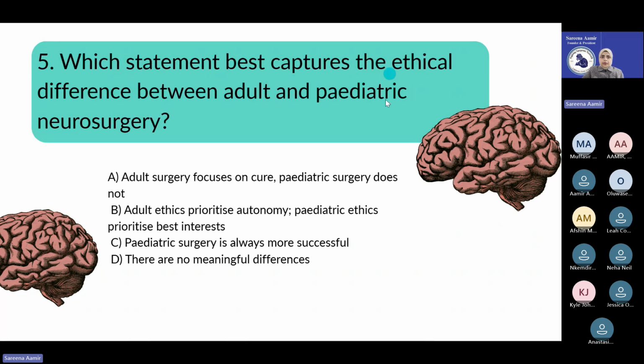All right, question 5. Which statement best captures the ethical difference between adult and pediatric neurosurgery? A, adult surgery focuses on cure, pediatric surgery does not. B, adult ethics prioritize autonomy and pediatric ethics prioritize best interest. C, pediatric surgery is always more successful. D, there are no meaningful differences.